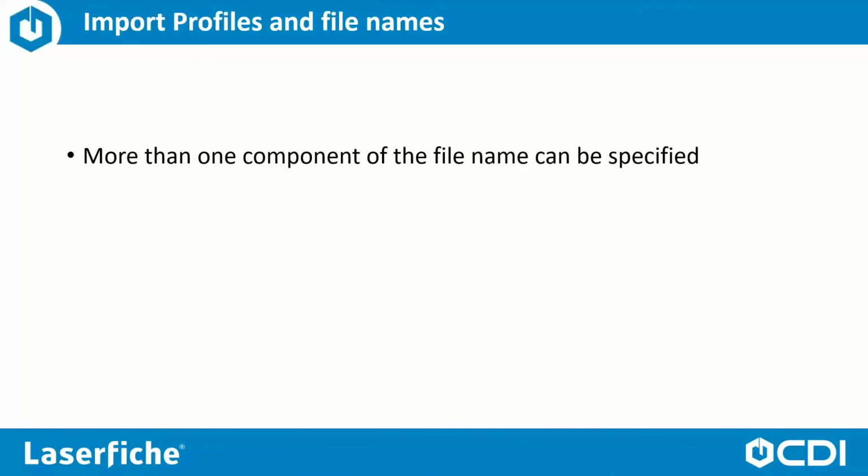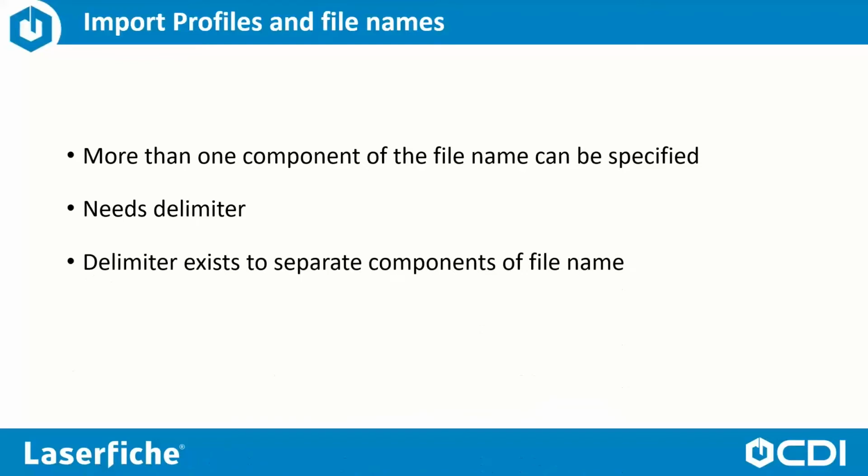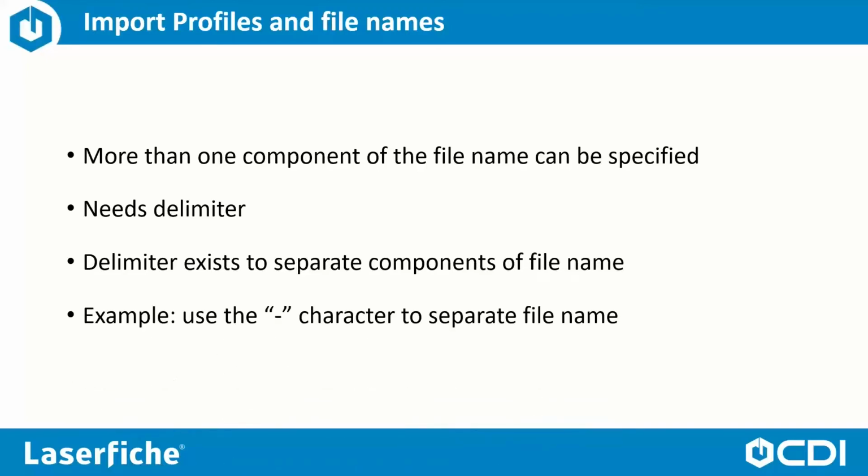When we're doing this, we can specify more than one component of the file name. This will also be talked about in our demo. When we're doing so, we need what's called a delimiter in order to help the system understand what the various components of the file name are. And the delimiter is just a symbol that we're going to use to separate out the parts of our file name. For example, and this is the one we'll be using in our demo in a moment, we can use the dash character to separate the file name into components.